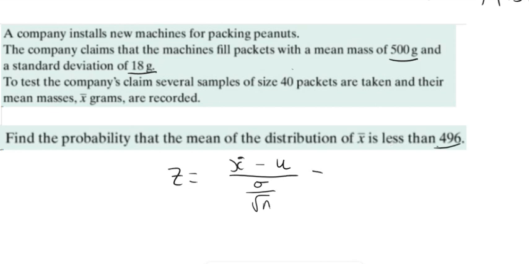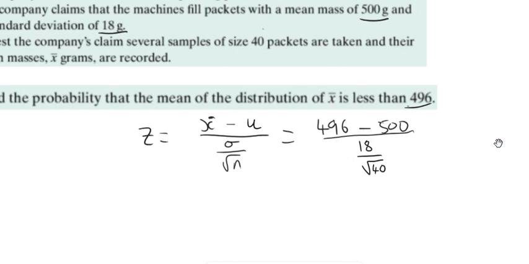496 is what we're testing on, so that's our x bar, minus the mean, which is 500, all over the standard deviation, 18, over the square root of 40, because it's 40 packets that we're testing. It's easy enough to put the numbers in, but try and understand why you're putting them in and what you're actually testing for, or you won't remember what to really do. If you put that in the calculator, we get minus 1.41.